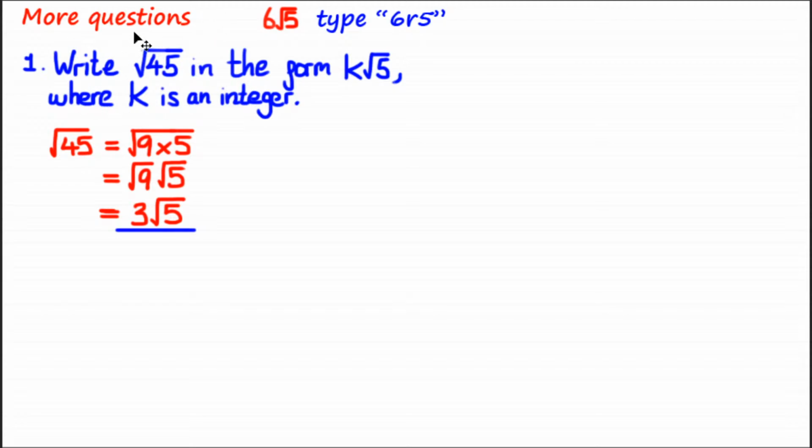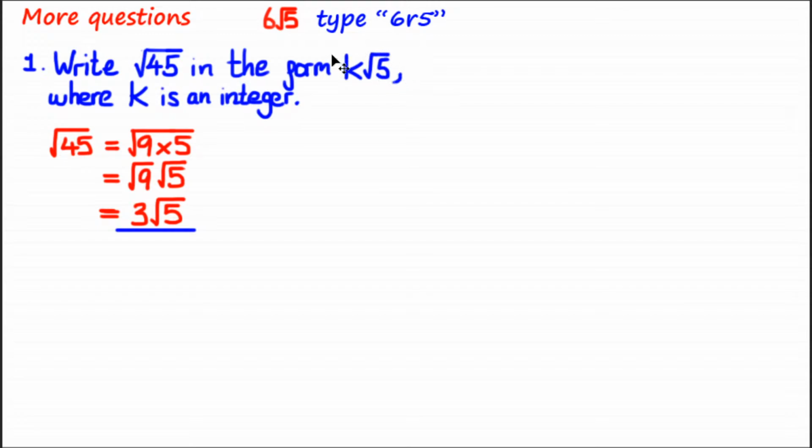So looking at the question, we've been asked to write the square root of 45 in the form k root 5. Thanks, Graziella. Where k is an integer. So the form they've asked for is actually a form where the value we end up with underneath the root sign is less.